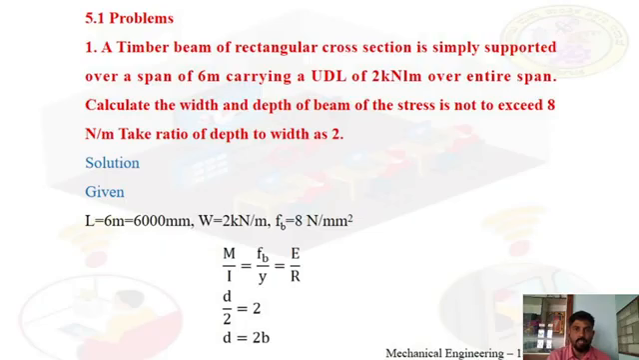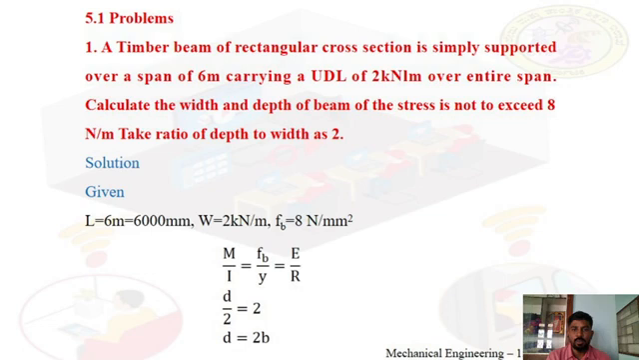The timber beam of rectangular cross section simply supported over a span. So this is like simply supported beam with UDL, and the span is 6 meter, that is 6000 mm. The load is 2 kilonewton per meter, and bending stress is given, fb is equal to 8 Newton per mm square, and the depth to width ratio, d by b, is equal to 2. The ratio of d by b is also given.